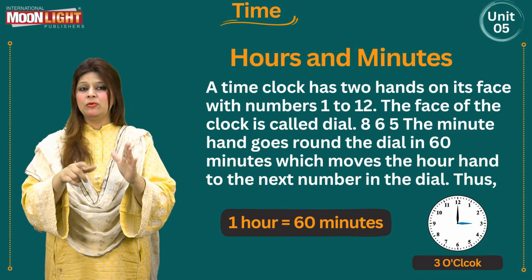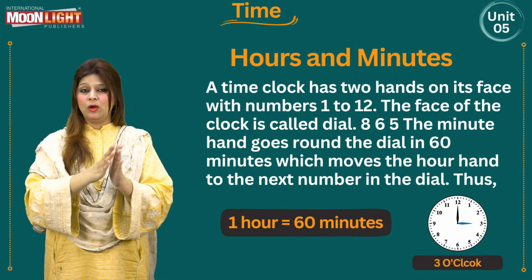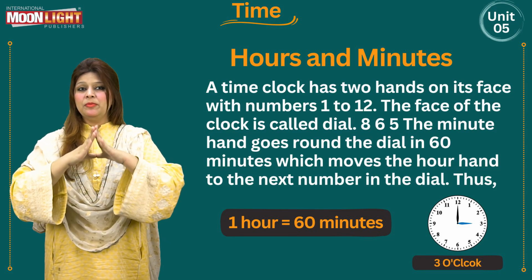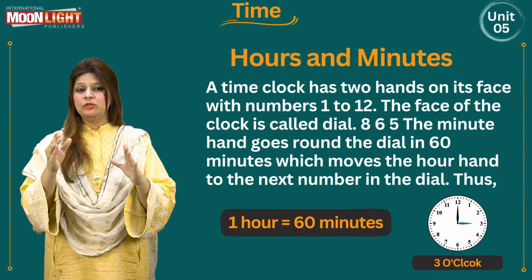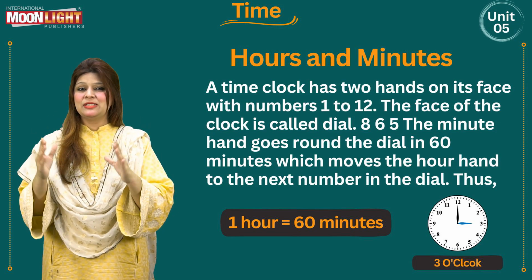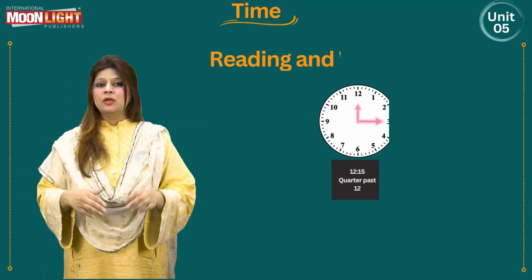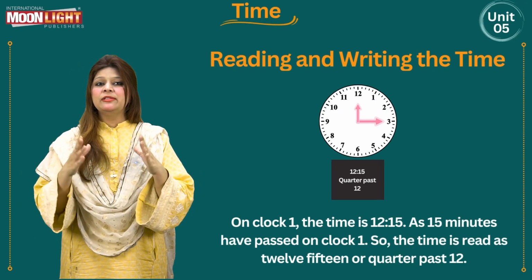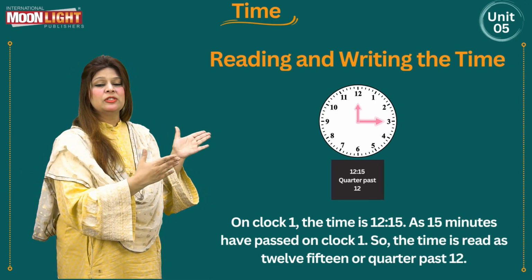So this is the first round. This is one round on the clock, on the dial. It means that we are going to have jumps, right? How many jumps? 60 minutes jump in 1 hour. Reading and writing the time. Here are the clocks you can check on the screen.